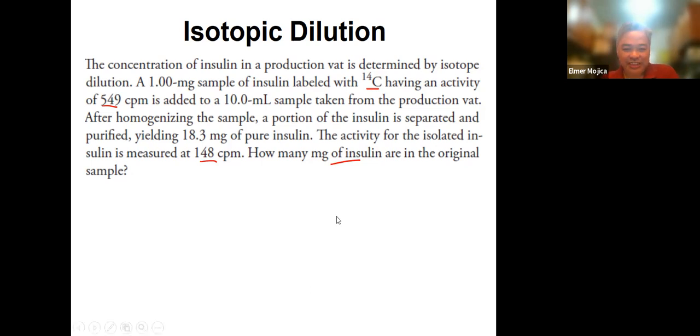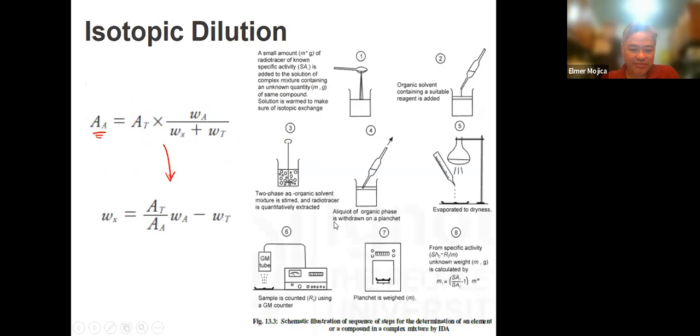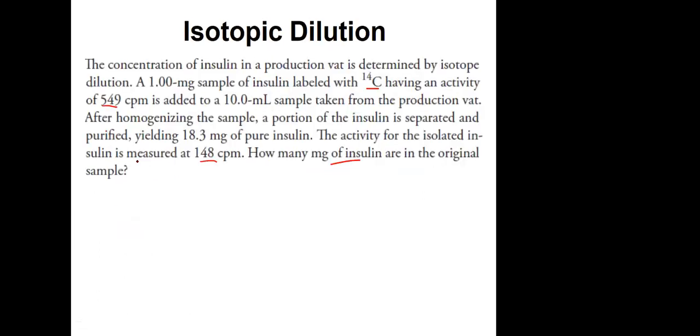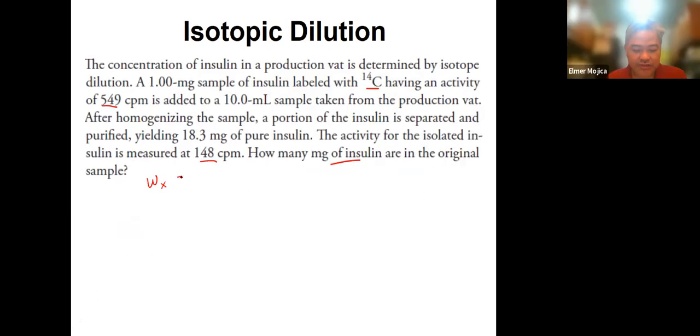So what you'll use here is the whole thing here. So Wx equals A of T over A of A times WA minus WT. So what are the values? Where do we assign the values given here?